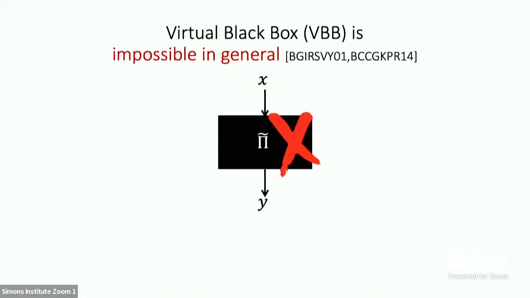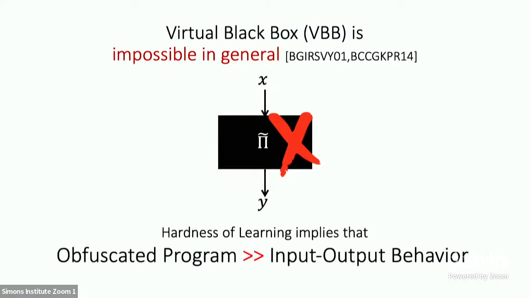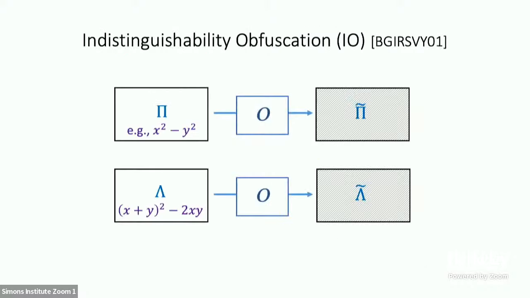So with all these great applications in our mind, it comes with great disappointment that it turns out virtual black box is impossible to achieve in general. And this ultimately is because having access to a program that computes the function, no matter how unintelligible it is, reveals more information than input-output behavior. Because for many programs, it's actually hard to learn the program from just the input-output behavior. So therefore, BBB is a great goal, except that it's too good to be true.